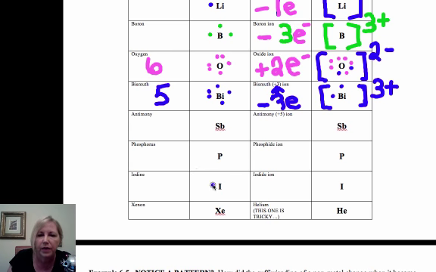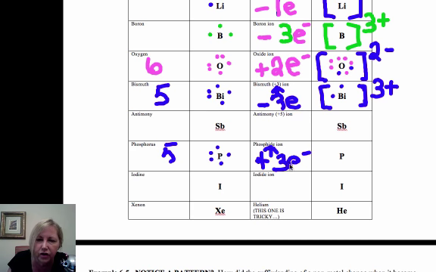I'm just going to do a couple more, and then we're going to move into making ionic bonds. And phosphorus has 5 valence electrons. 1, 2, 3, 4, 5. Now I'm going to make the phosphide ion. Ide means make the negative ion. We're going to make it a negative ion by giving it 3 electrons.